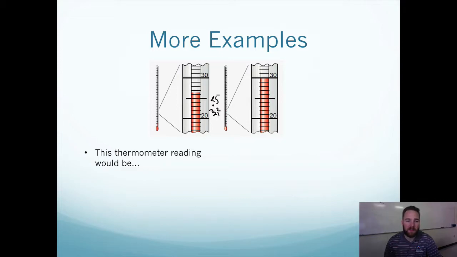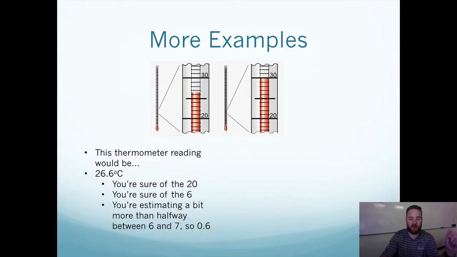So what would this first thermometer reading be? I see what? 26.6. Why? Here's 25. Here is 26. It's above 26, but is it to 27 yet? No, so we're going to have to estimate 26 point something. I said 6. Maybe you could have said 26.5. Whatever it is, it's an estimate. Sure of the 26, but I'm estimating the rest.